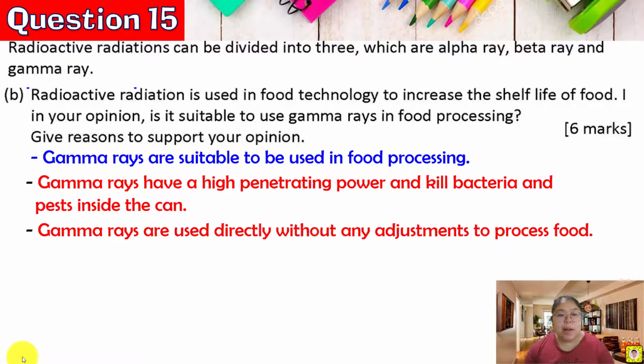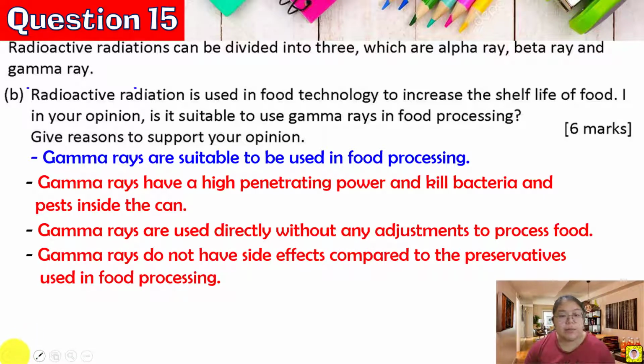Number 2, gamma ray can be used directly, without any adjustment, to process the food. It is straightforward. Number 3, gamma ray does not have side effects compared to the preservatives used in food processing. Actually, we cannot say it does not have any; it has fewer side effects.